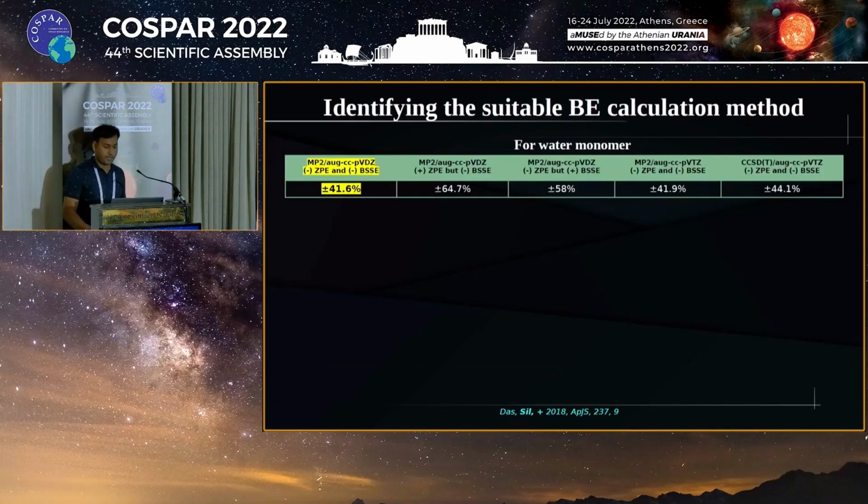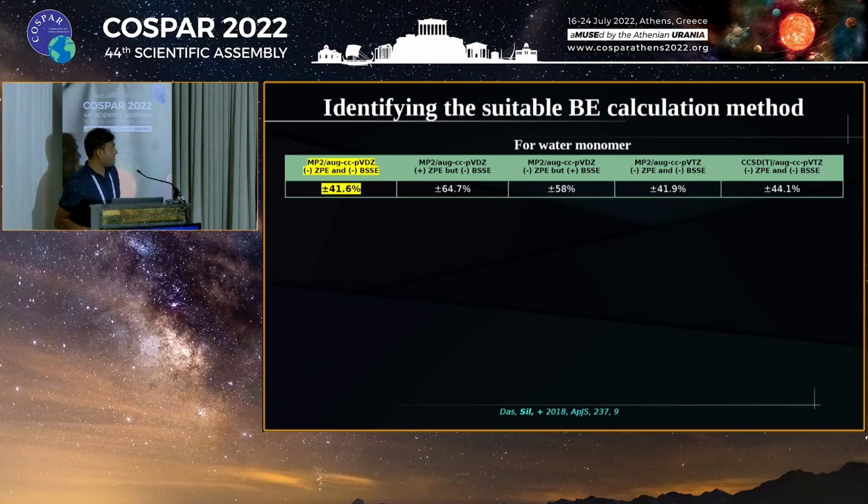So to identify a suitable method and basis set for binding energy calculation quantum chemically, we selected the MP2 augmented cc-pVDZ basis set level of theory, without zero-point energy and without basis set superposition error consideration. Why we took this: we can see that the deviation from experiment using this level of theory is 41.6%.